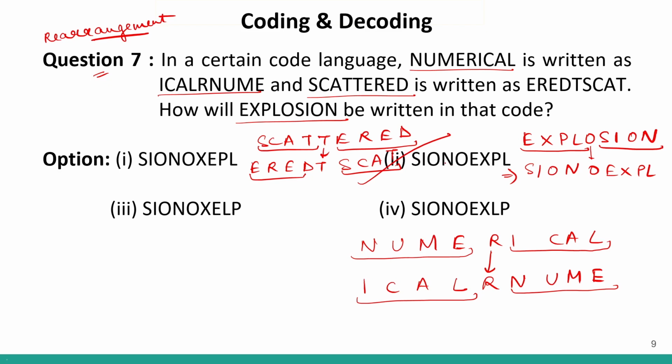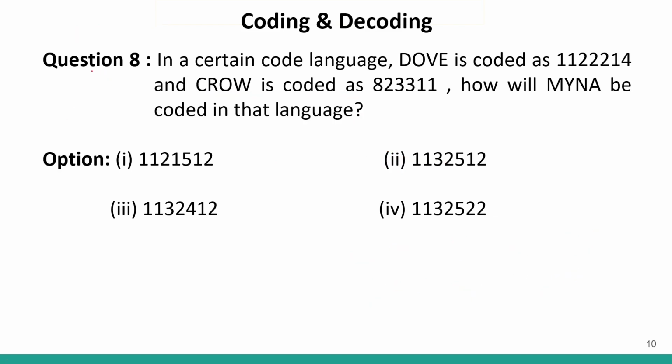Clear? Now, moving on to question number 8. Question number 8, in a certain code language, dove is written like this, crow is written like this.